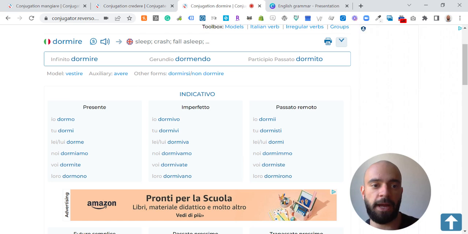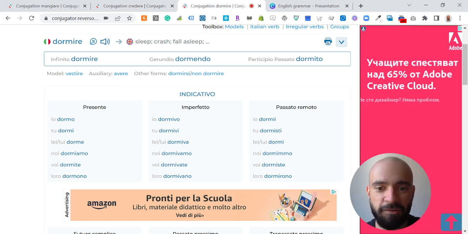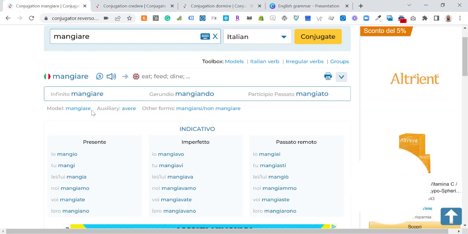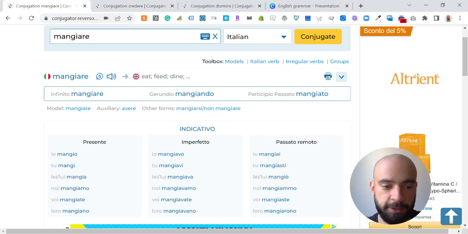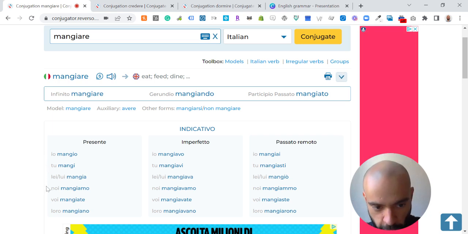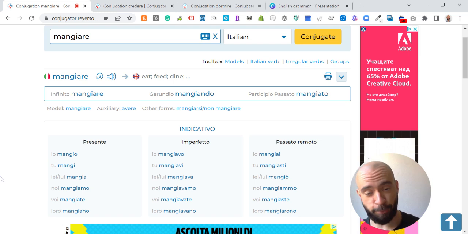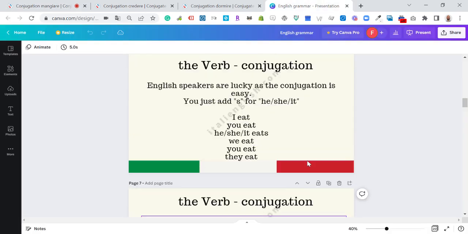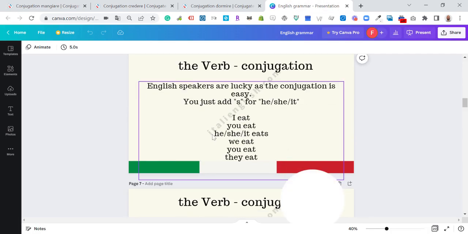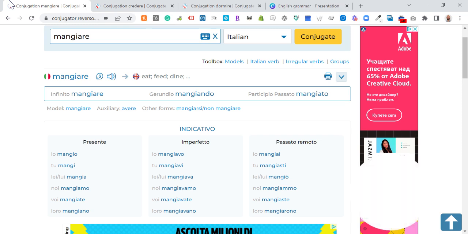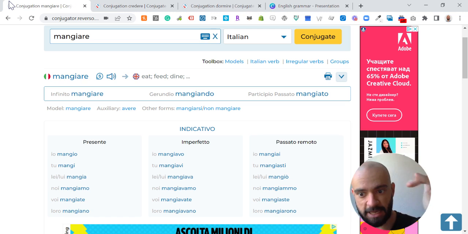Now, let's take a step back, a quick refresher, information that you should have acquired in the English grammar video. These little guys, io, tu, lei, lui, noi, voi, loro, these guys are the pronouns. They are the equivalent of I, you, he, she, it, we, you, they. Follow the order of the six pronouns from the very first to the last one.